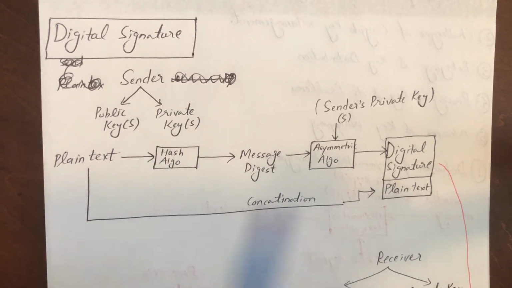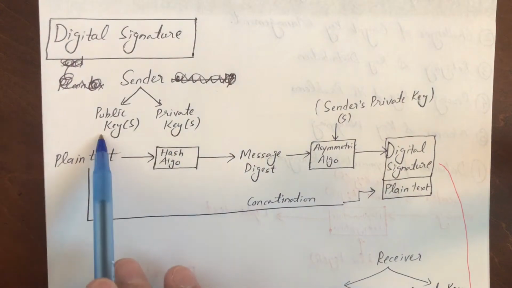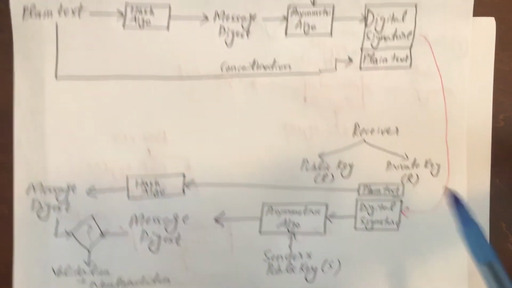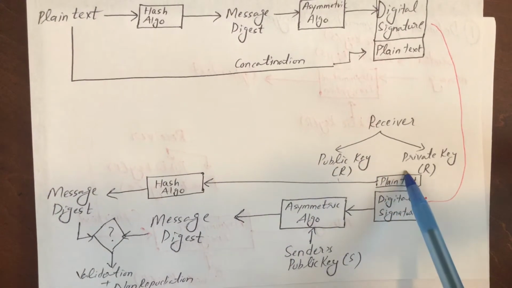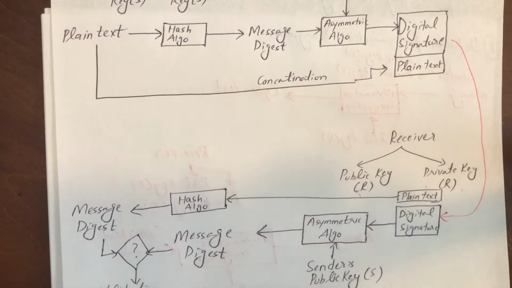So let's see how we can create digital signatures. Again, same rule. The sender has a public key and a private key. The public key is accessible to everybody; anybody can access your public key. The private key is known to the sender only. The same is the case with the receiver: he has a public key and a private key. The public key of the receiver can be accessed by anybody, and the private key is only known to the receiver.